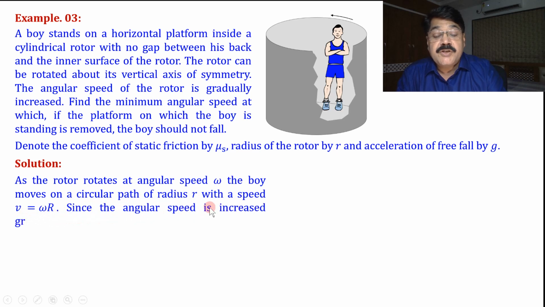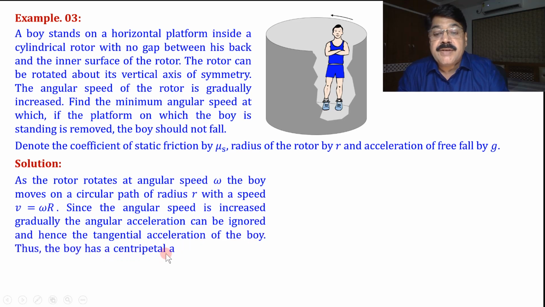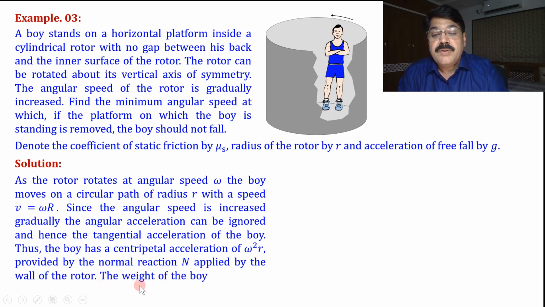Since angular speed is increased gradually, the angular acceleration can be ignored, and hence the tangential acceleration of the boy. Thus, the boy has a centripetal acceleration only, that is omega square r. This is provided by the normal reaction N applied by the wall of the rotor. The weight of the boy is balanced by the force of static friction, and that certainly will act upward.